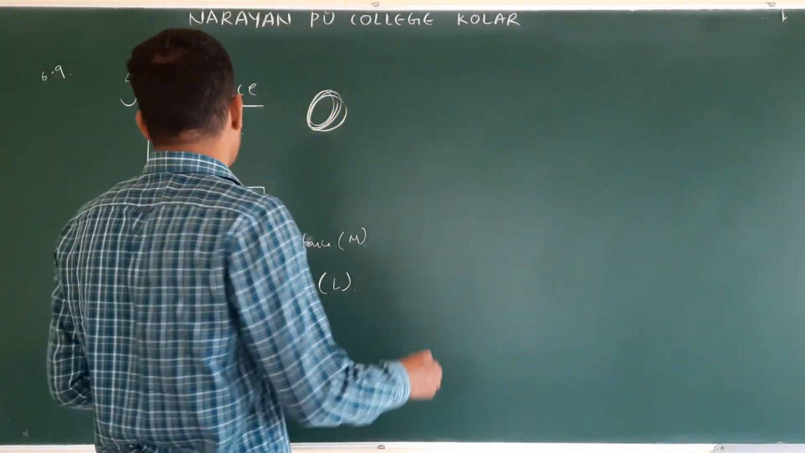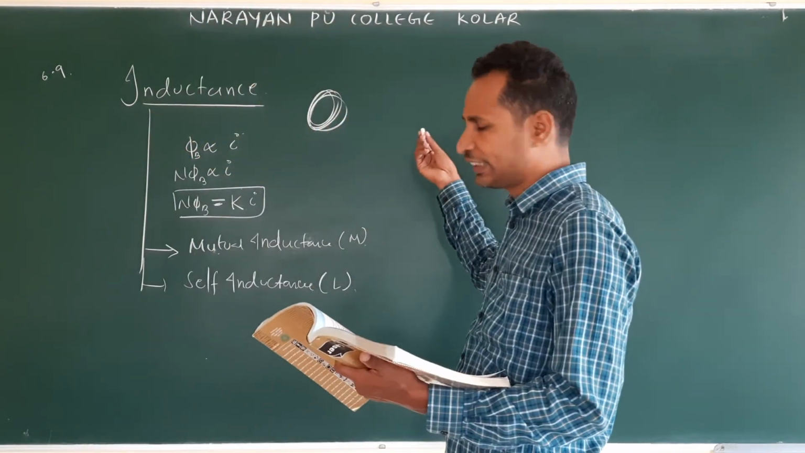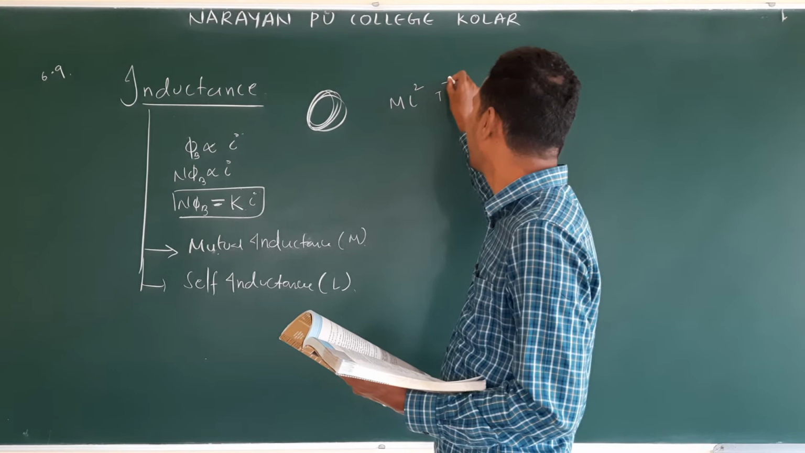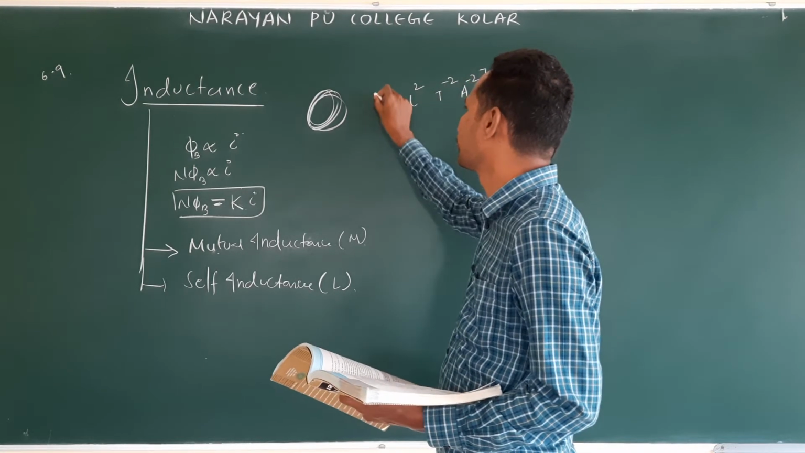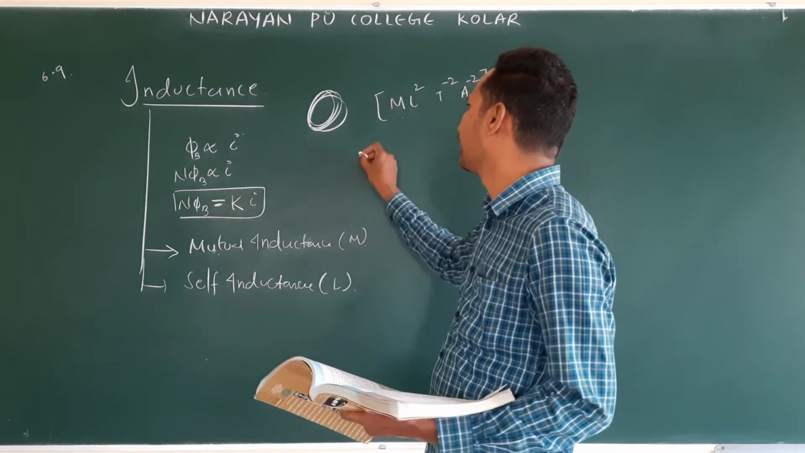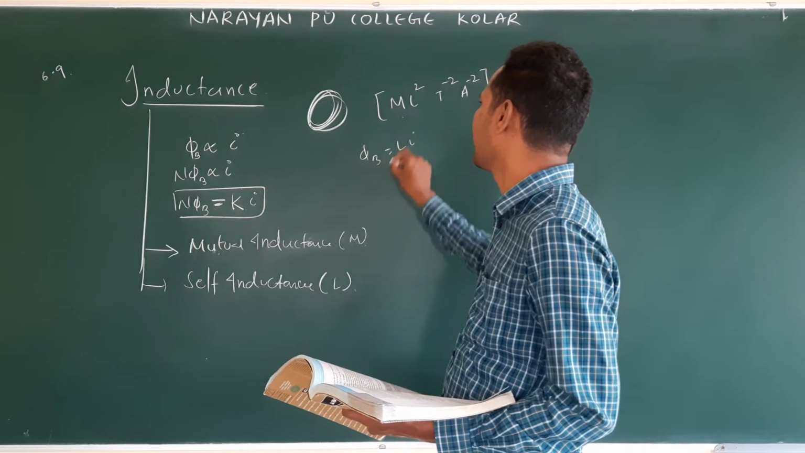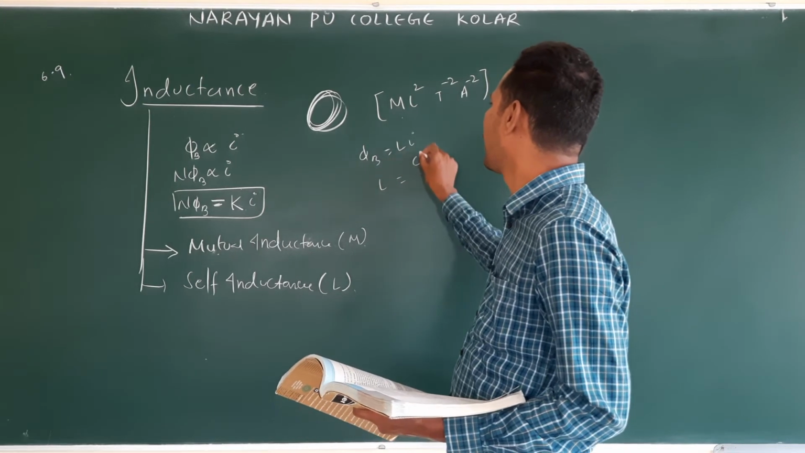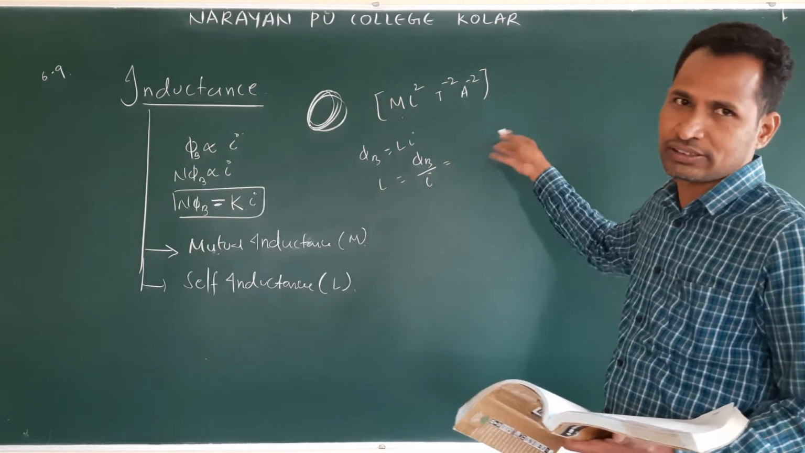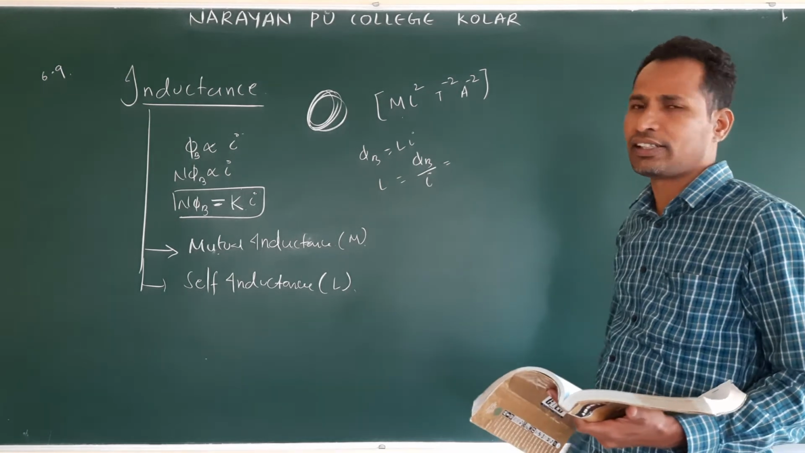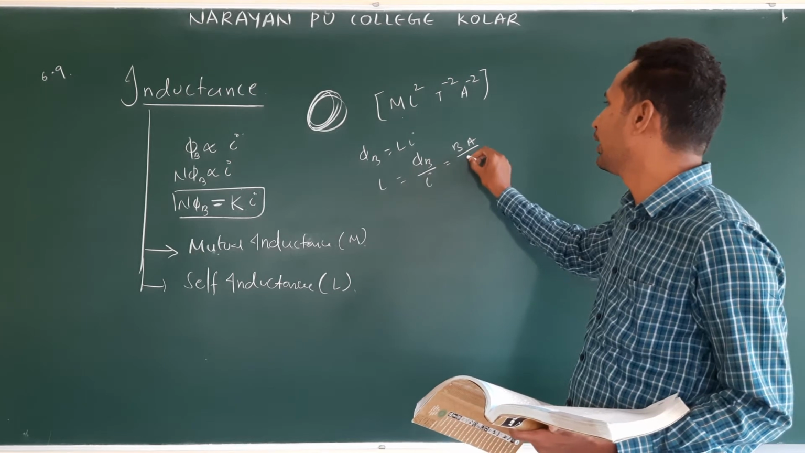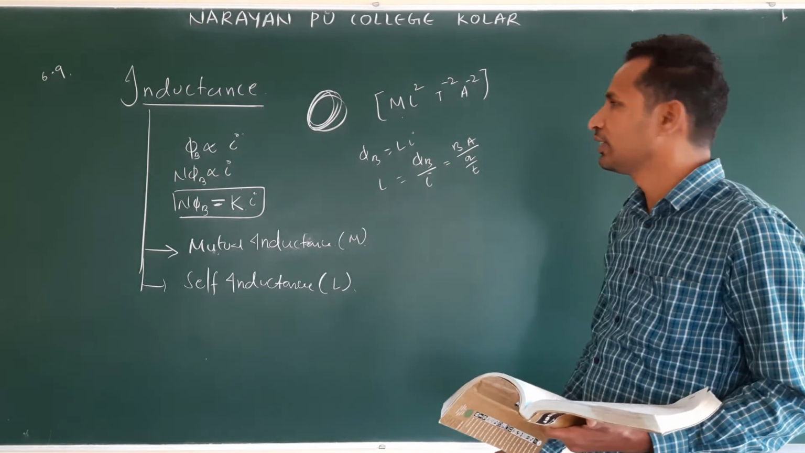The dimensional formula of mutual inductance or self-inductance is M L squared T to the power minus 2 A to the power minus 2. How do you write it? Suppose phi B is equal to L into I, so L is equal to phi B by I. You can go through this one by one and you will get the answer. I is equal to Q by T.